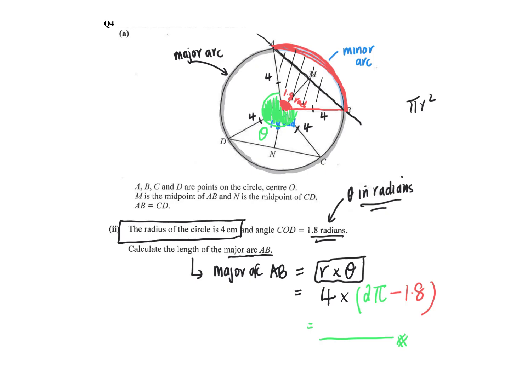What's the answer? 17.93. Remember, for length you can give 3SF, but if you give me more than 3SF, it's correct also. So don't worry about that. Just use this formula because the angle is in radians. No need to go and use the degree formula.